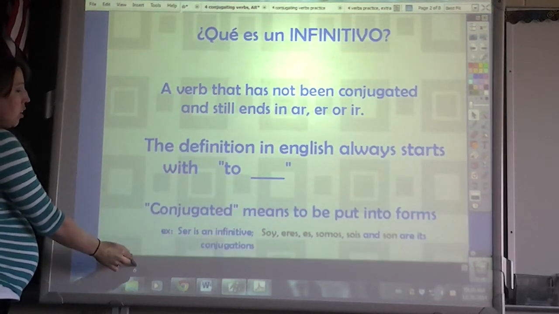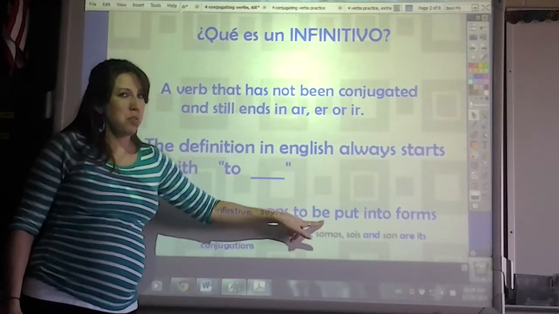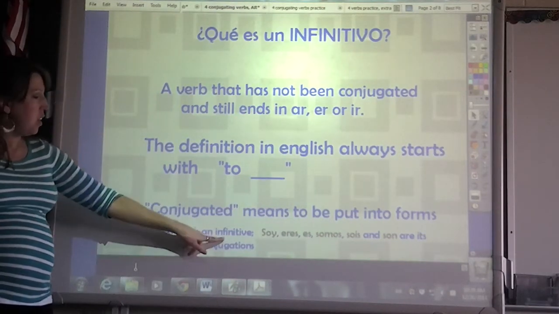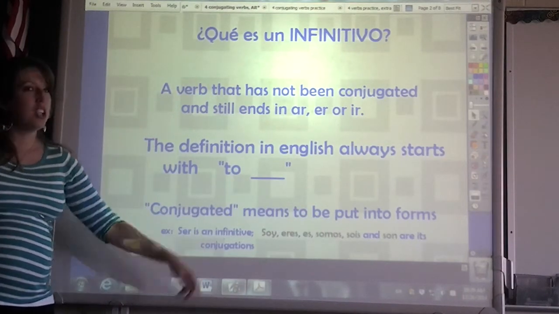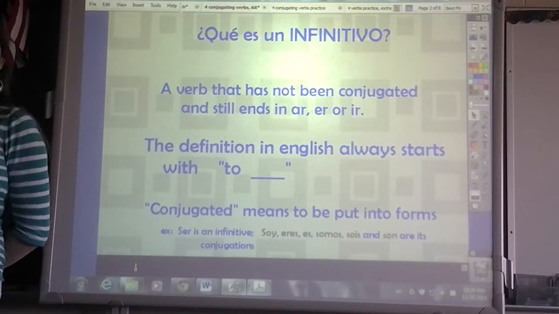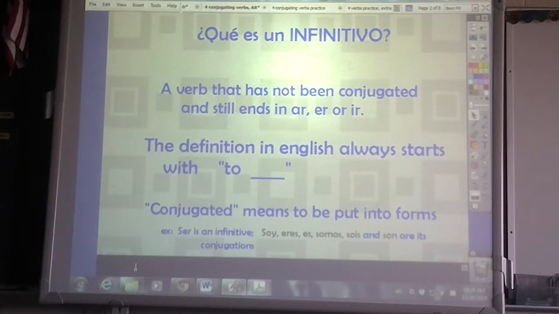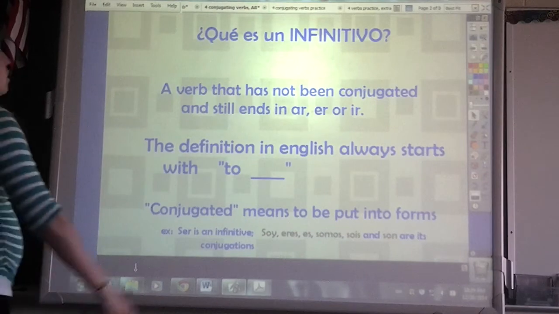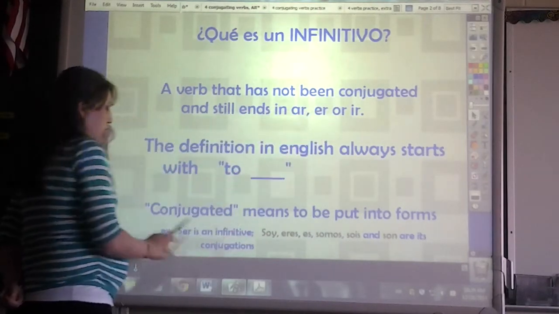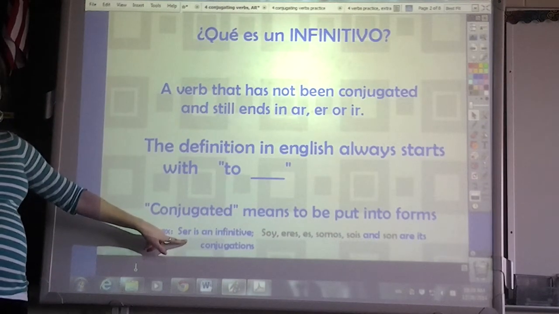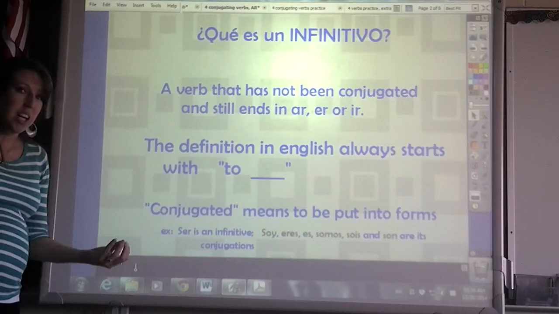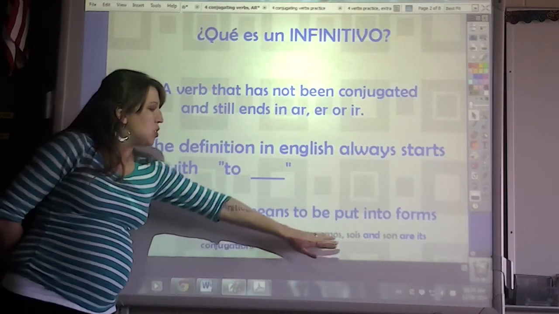And remember, conjugated means to be put into forms. Ser is an infinitive. Soy, eres, es, somos, sois, and son are its conjugations, its forms. So take a minute, make sure you have all of those notes down. An infinitive is a verb that has not been put into its forms. Ser is an infinitive, and when we conjugate it, we get soy, eres, es, somos, sois, and son.